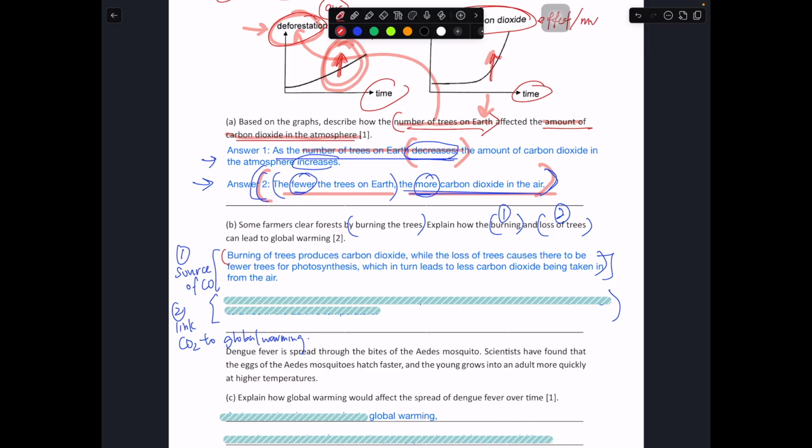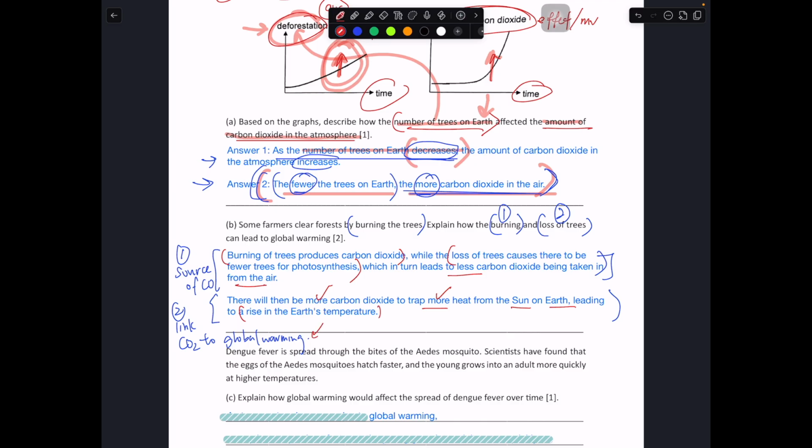So burning of trees produces carbon dioxide as one thing. Loss of trees causes there to be fewer trees for photosynthesis, which in turn leads to less carbon dioxide being taken from the air. So in short, if less carbon dioxide is being taken from the air, you have more carbon dioxide in the air. So there will be more carbon dioxide to trap more heat from the sun on Earth, leading to a rise in Earth temperature, therefore global warming. Okay, a rise in Earth temperature means global warming in this case.